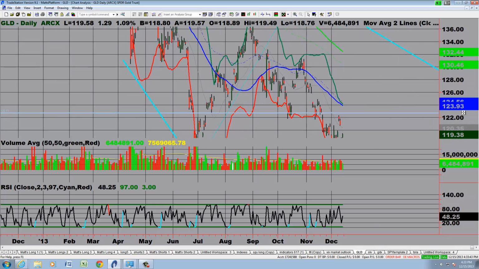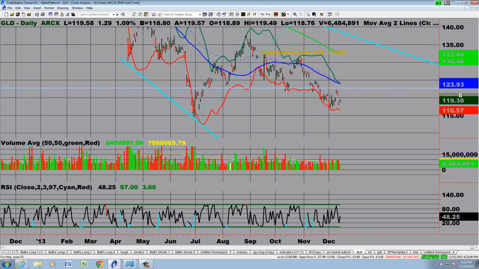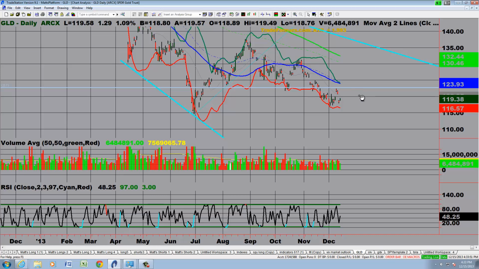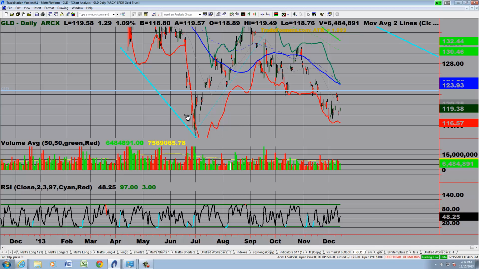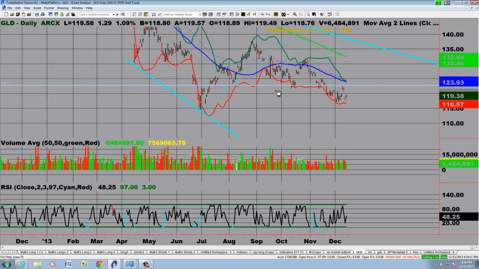Somewhere around the 122, 123 level, that's critical. If we can get back over that, you actually might have put in a double bottom in gold as well. But for now, we have acceleration on the 50-day to the downside. The market's looking heavy. If we do break down under these critical lows that were put in at the end of June, you're looking at a potential move from this neckline.